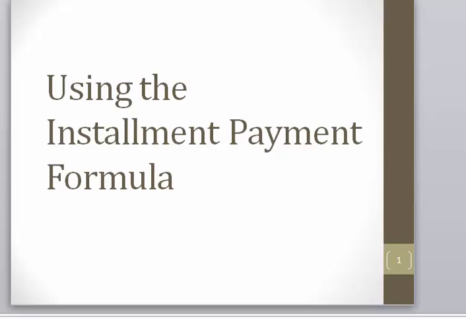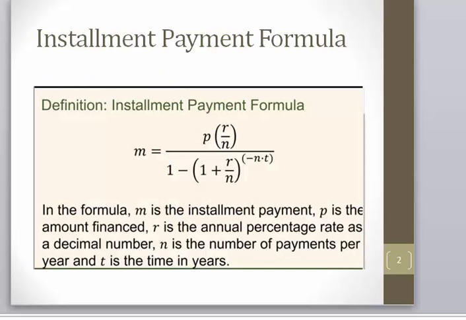We will now consider an example using the installment payment formula. Recall that we learned the installment payment formula earlier in this section. To review, the formula is shown on the screen. Recall that M is the installment payment, P is the amount financed, R is the interest rate as a decimal, N is the number of payments per year, and T is the time in years.